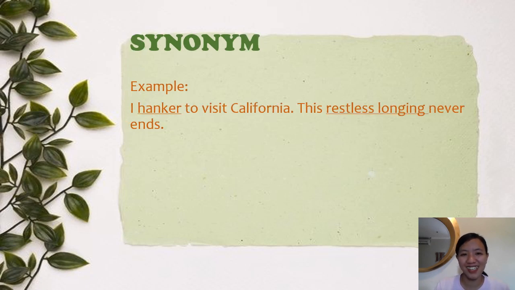Another is synonyms, the reader's incorporation of synonyms within the printed text. For example, I hanker to visit California. This restless longing never ends. Hanker and restless longing are synonyms. Sometimes we have to look through two sentences to unlock the meaning of what has been said.